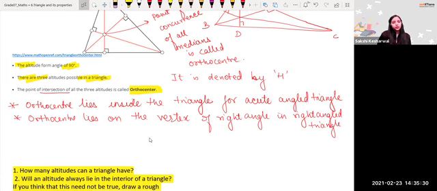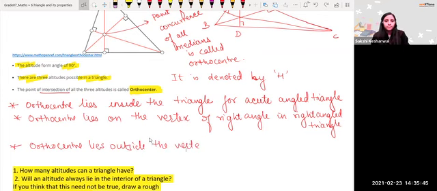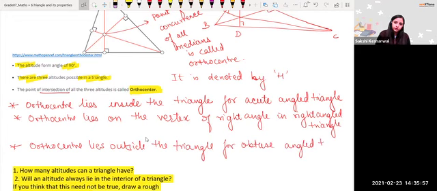What is the third part? The orthocenter lies outside the triangle for an obtuse angled triangle, right? Now let's do some questions on it.